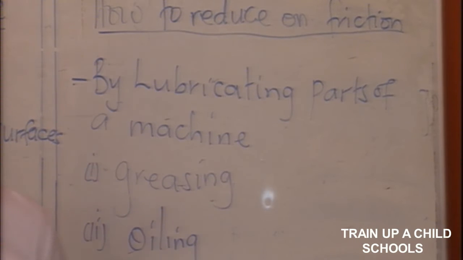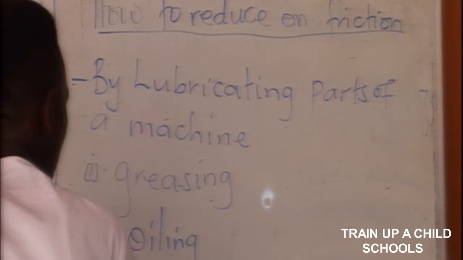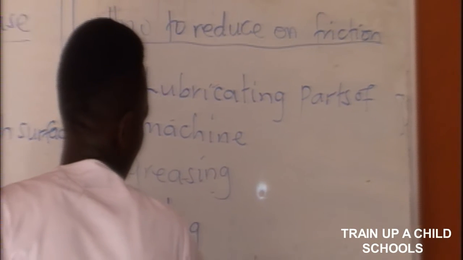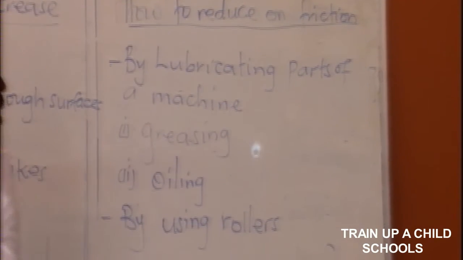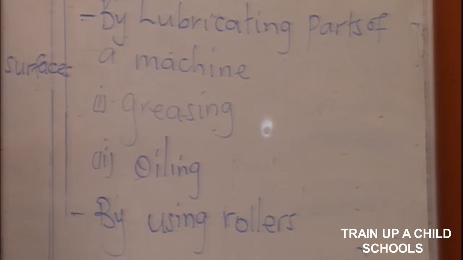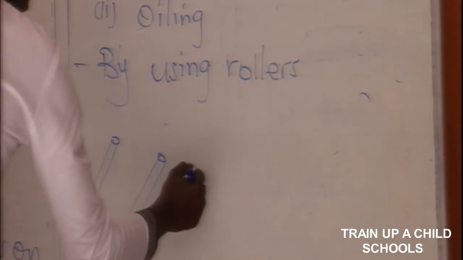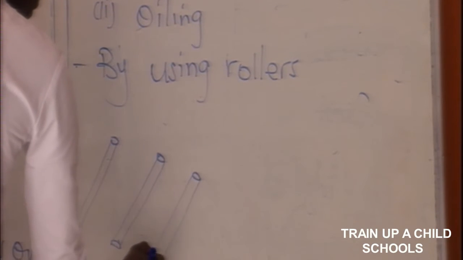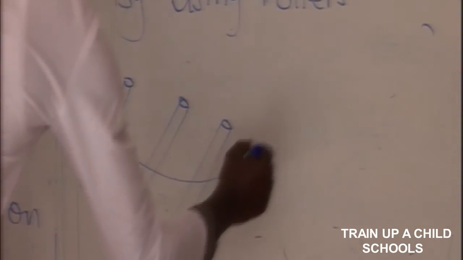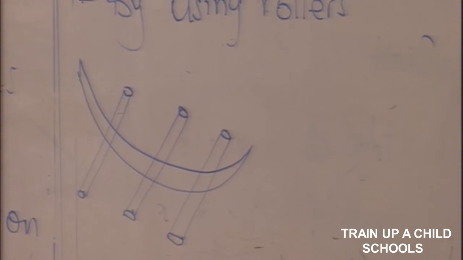Then we say we can also have, by actually using rollers. Rollers are like logs of wood arranged, and an object is actually placed. For example, let me talk of a boat. So this is a boat.